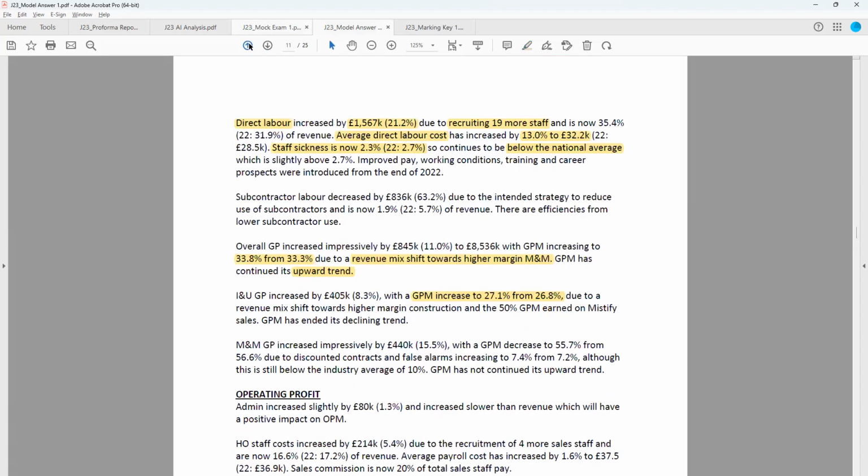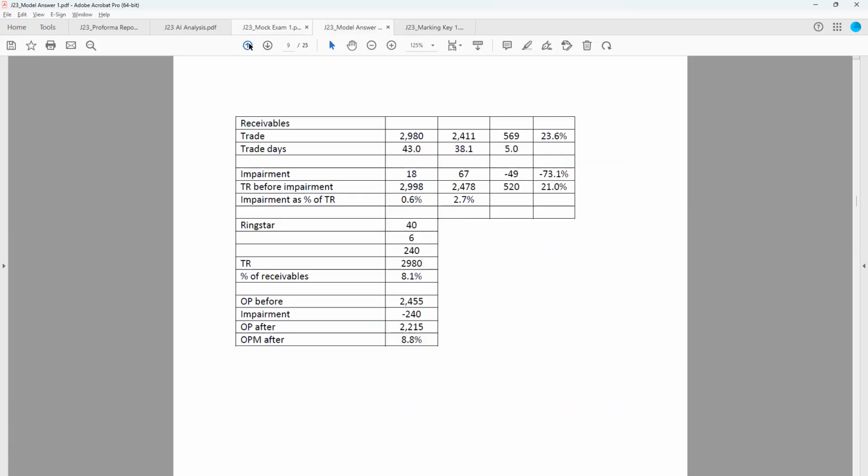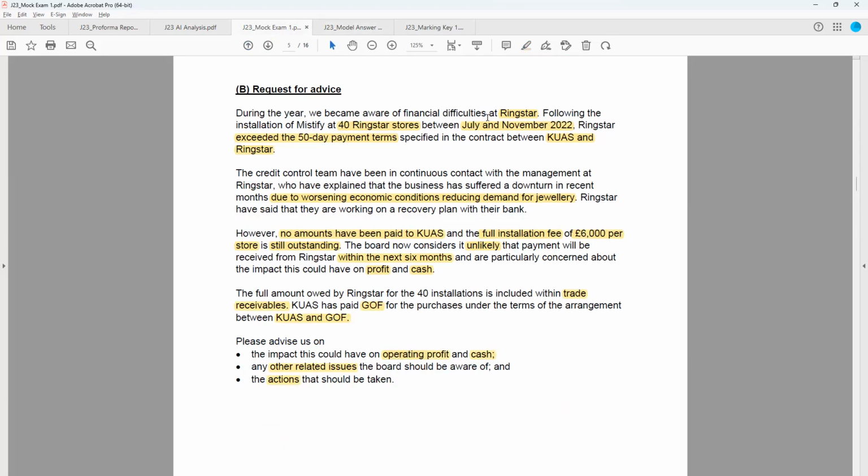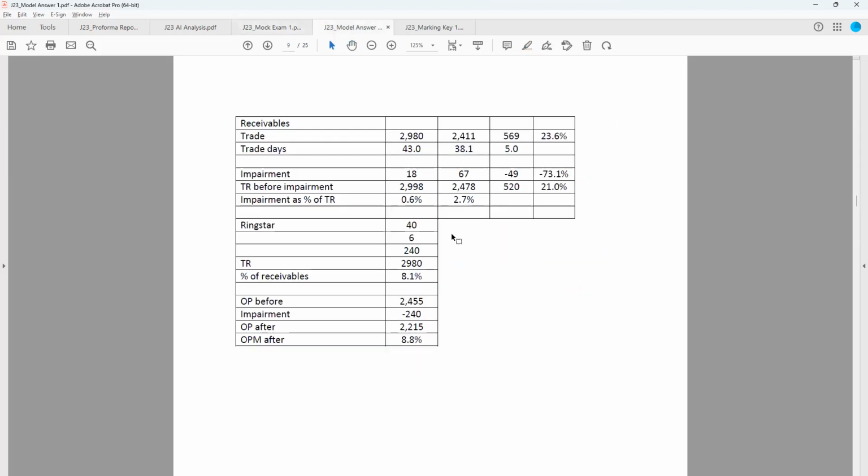So obviously you can do some calculations with the numbers. So obviously, really easy there. If you're told 40 stores, 6,000 per store, then you can work out the total amount of 240K. That's the total trade receivables balance. So you can see how significant the amount is. That is quite a significant amount of trade receivables.